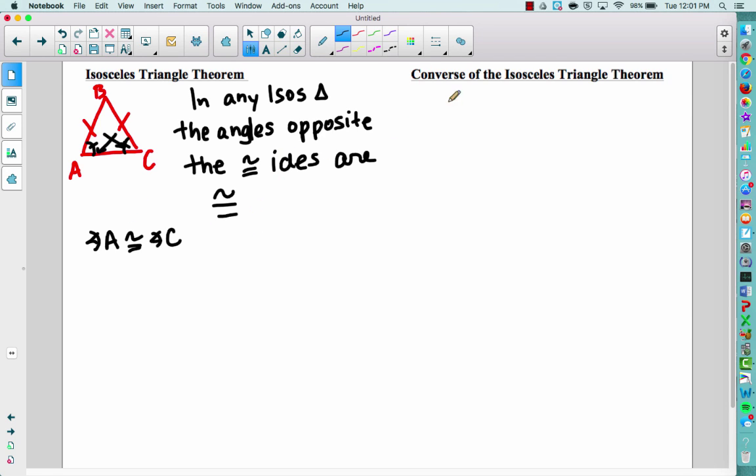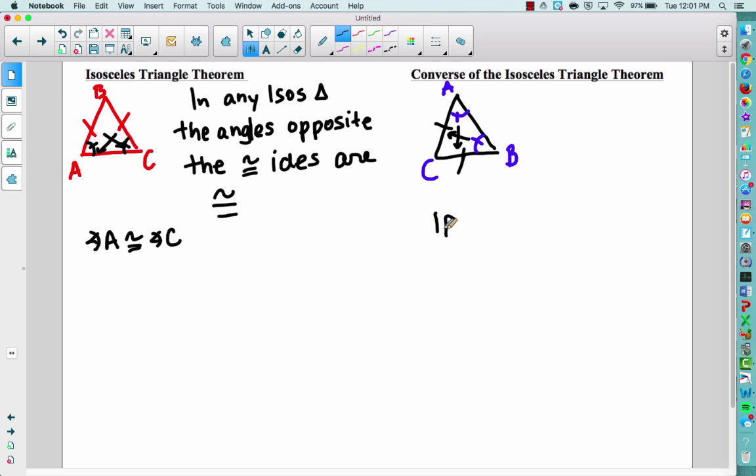All right, now the converse of that basically says that if I give you a triangle, okay, here we go, switching to blue, A, B, I'm switching the letters around, and I tell you that angle A and angle B are congruent, well, then the sides opposite those angles are congruent. So that would make this side congruent to this side. So it's the converse of it. I'm telling you the angles are congruent, therefore the sides would be congruent as well.